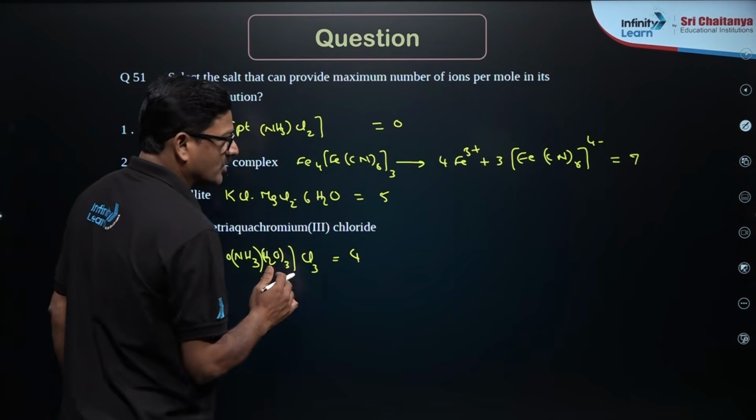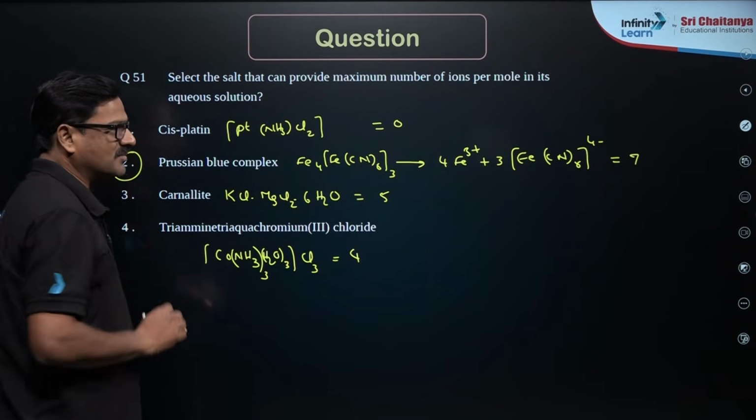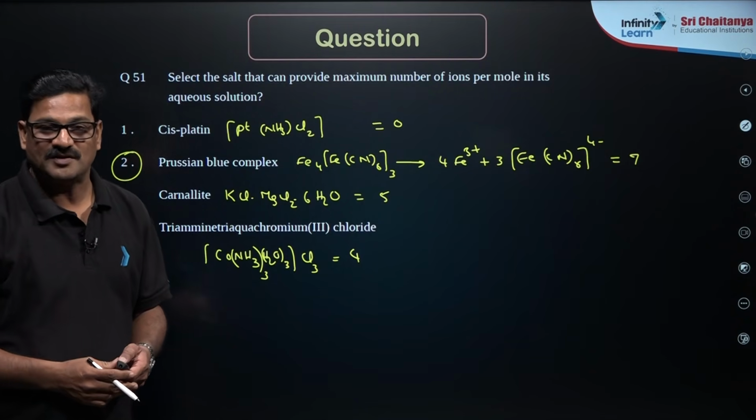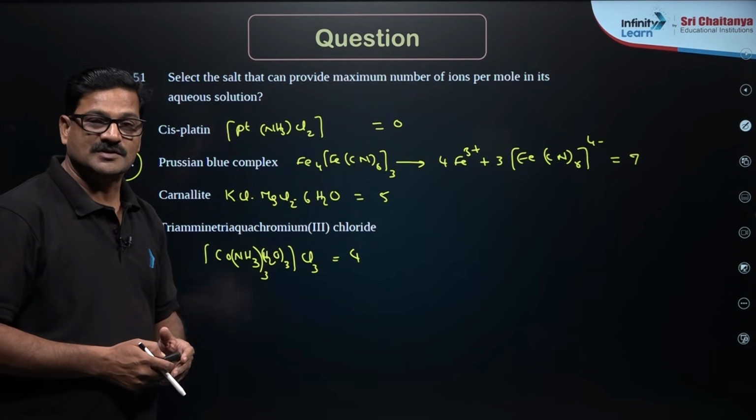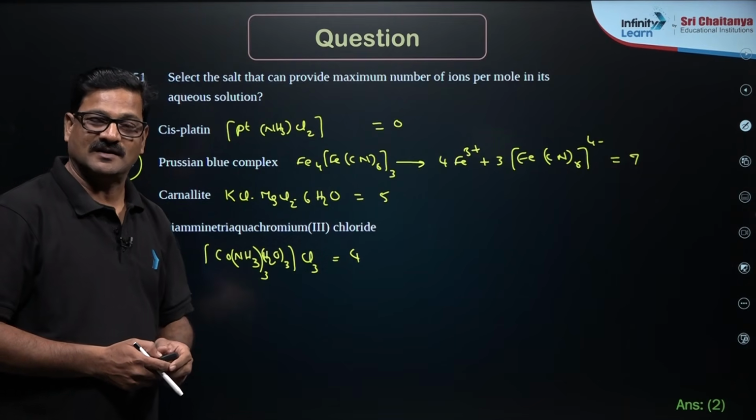4 ions are going to be formed. Maximum number of ions that are produced here, it is a Prussian blue. The answer for this question is going to be option 2 is the correct answer.